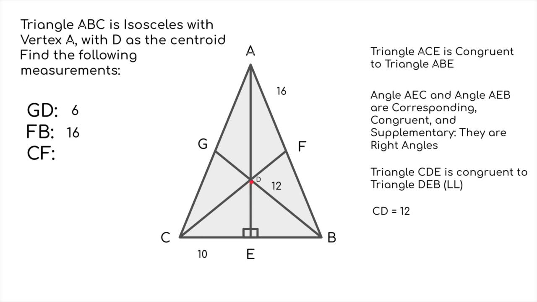Next up, we can use the property of a centroid to say that DF is equal to 6, and then we can say 6 plus 12 is equal to 18.